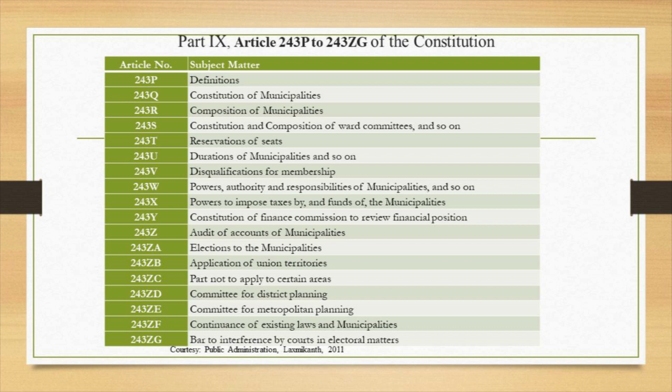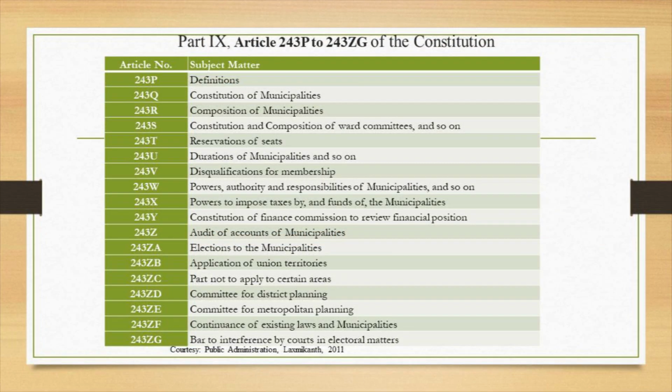Article 243ZA deals with elections to the municipalities. It says the superintendence, direction and control of the preparation of electoral rolls for, and the conduct of, all elections to the municipalities shall be vested in the State Election Commission referred to in Article 243K. Article 243ZB deals with the application to Union territories. So this part shall apply to all Union territories. Article 243ZC indicates that nothing in this part shall apply to the Scheduled Areas referred to in clause 1 and the tribal areas referred to in clause 2 of Article 244.